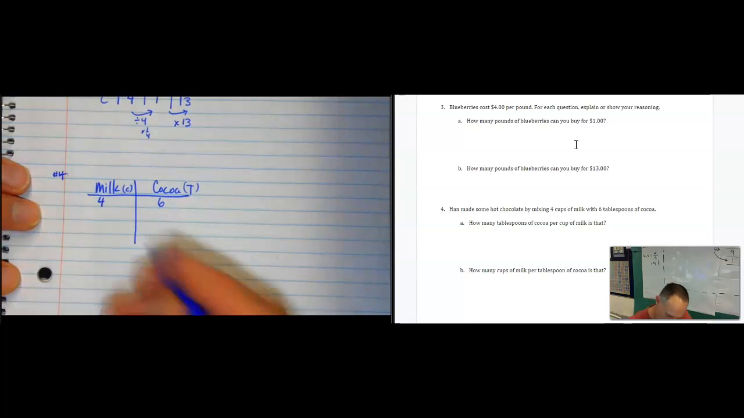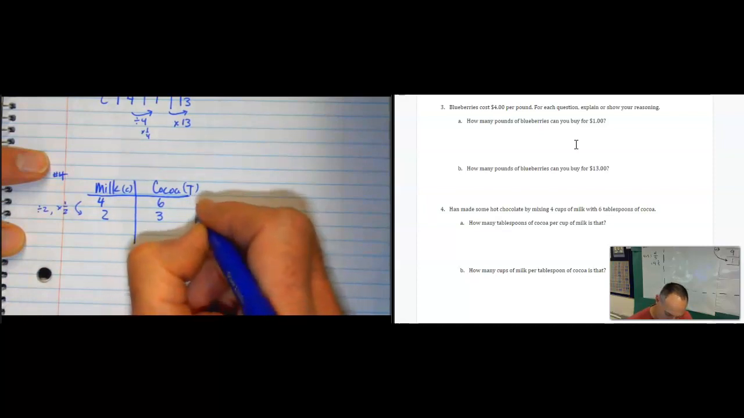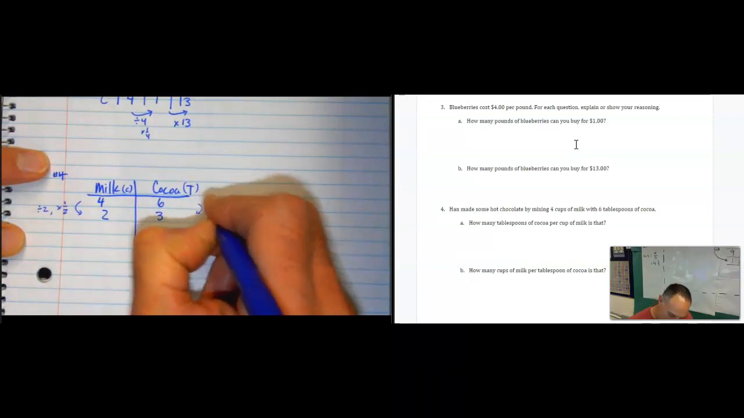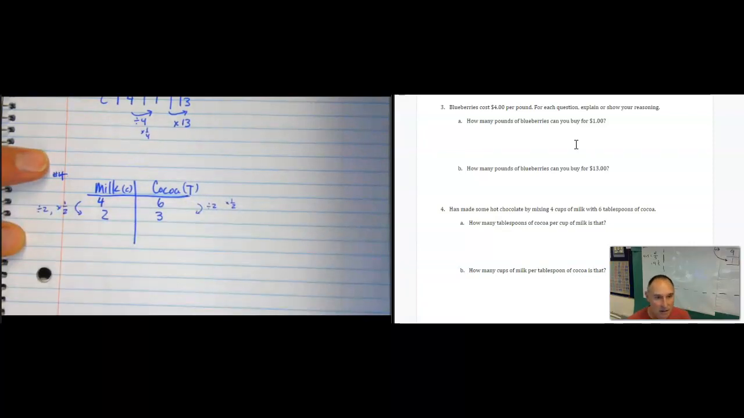If I knew that I had only 2 cups of milk, that means that I would have 3 cocoa. And the way I'm doing that is I'm taking this and I'm multiplying by 1/2 or dividing by 2, right? Either one of those gets me there. And then this, same thing. I'm either going to divide by 2 or multiply by 1/2. 1/2 of 6 is 3, okay?